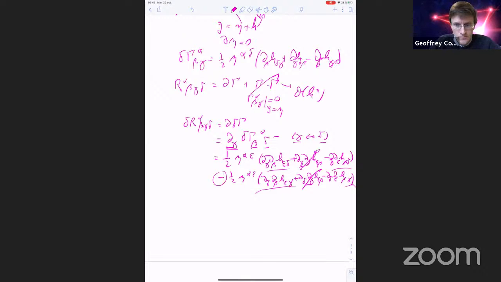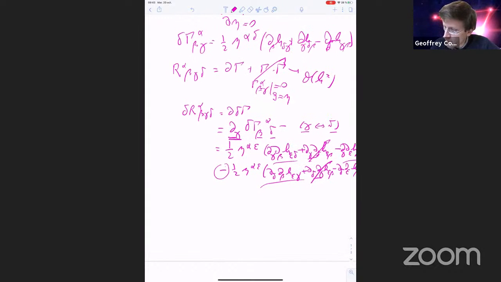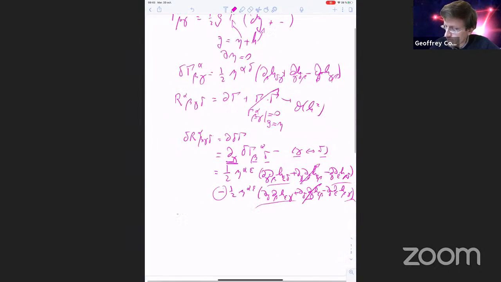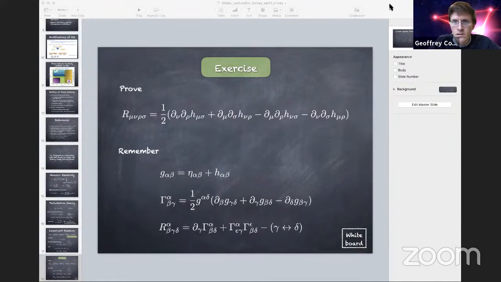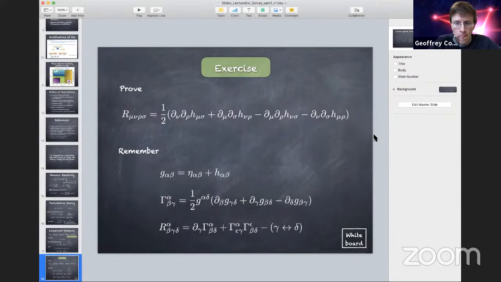Indeed. So sorry, I have a question on the notation. When you write the delta in front of the gamma, so delta gamma and also delta R alpha beta gamma delta, you mean the linear term? Okay, so that's the linear variation. Yeah. Okay, thanks. Yeah, delta gamma is the linear variation. All right. So we are back here. So we just derived this one. Let's continue.